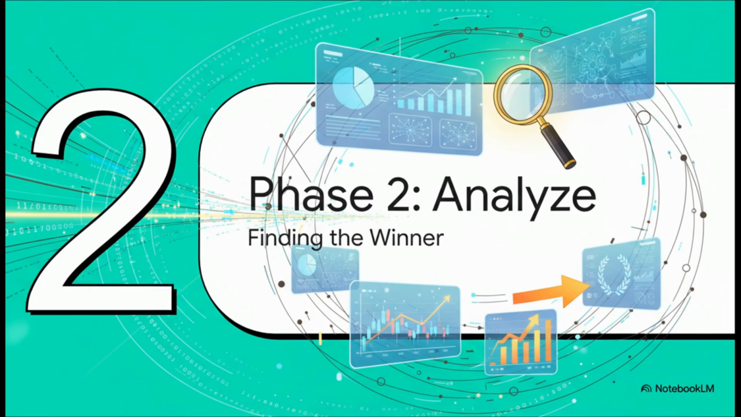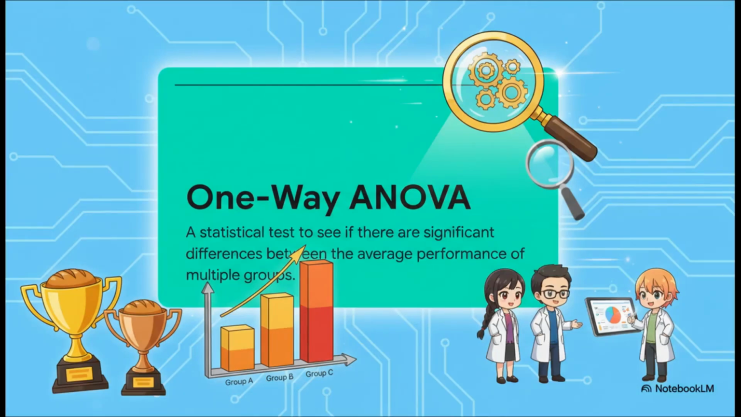This is the exciting part. This is where we take all those numbers and turn them into real, actionable intelligence to find our clear winner. The main tool we're going to use here is a statistical test called a One-Way ANOVA. And again, don't let the name scare you. Think of it like a statistical bake-off. It's just a systematic way to compare the average performance of our different groups.